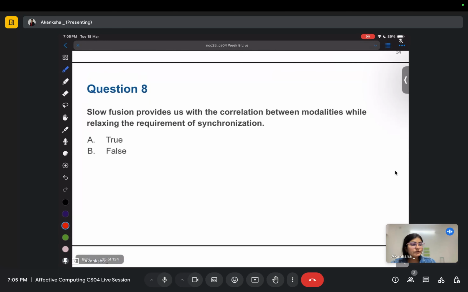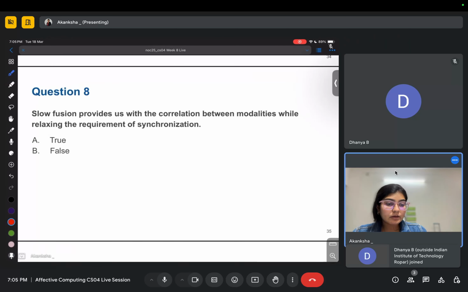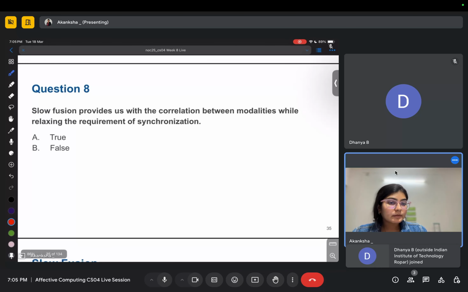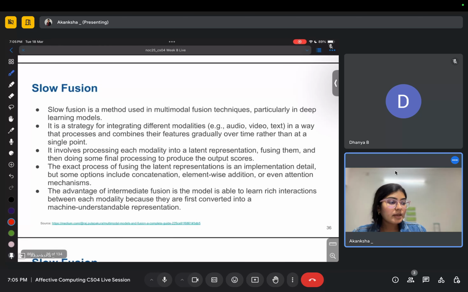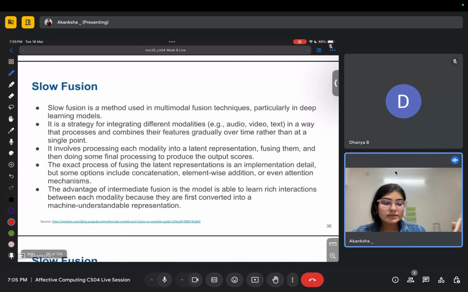Then comes slow fusion, which provides us with correlation between modalities while relaxing the requirement of synchronization. So slow fusion is the third technique that we are about to discuss. What exactly is slow fusion? It is a method used for multimodal fusion, and it is different from early and late fusion. In early fusion, we are just combining the features. In late fusion, we are combining the decisions. However, slow fusion is more of an intermediate fusion technique.